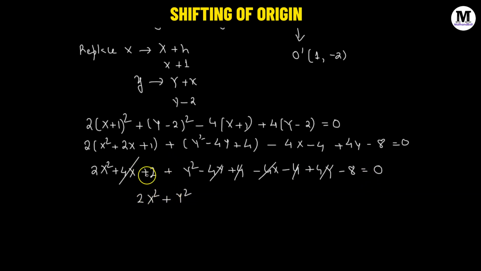Negative 8 plus 2, that's negative 6. So this is simply equal to 6. So that means this is the new transformed equation. That means this is the equation of the same point, if we consider a point, but this will be with respect to the new origin, which is 1 comma negative 2.